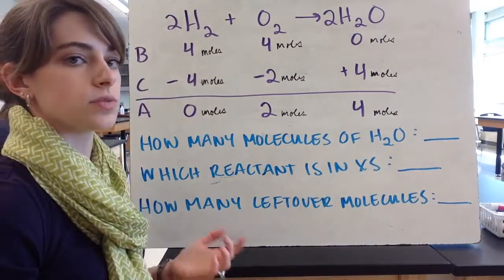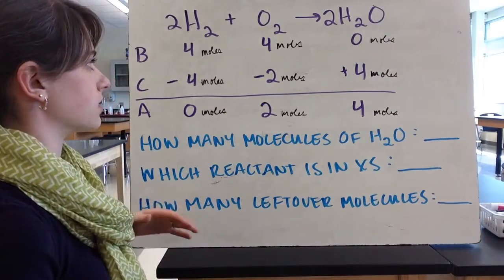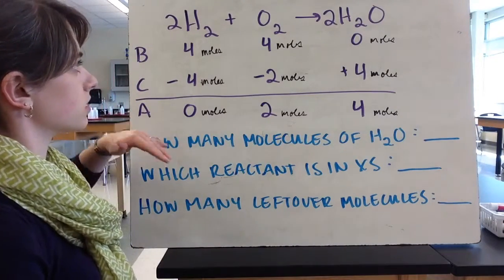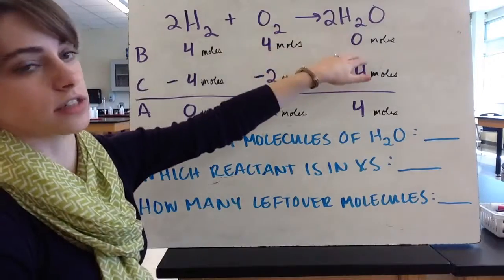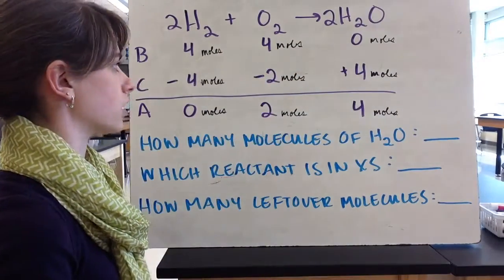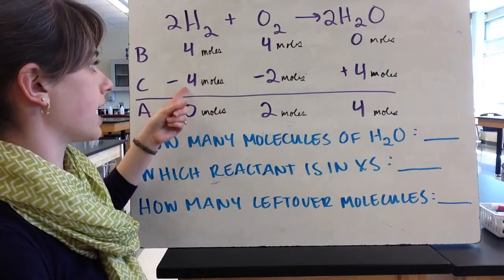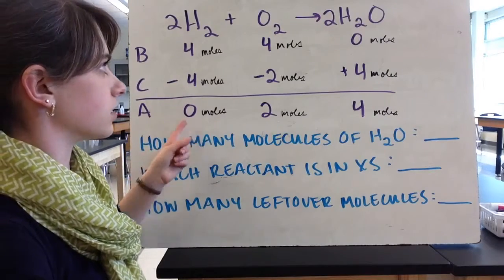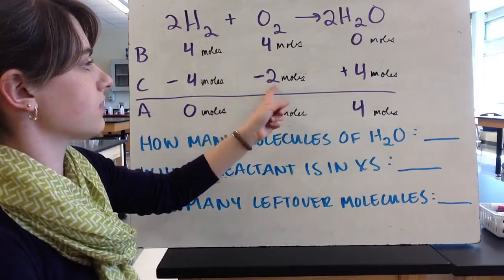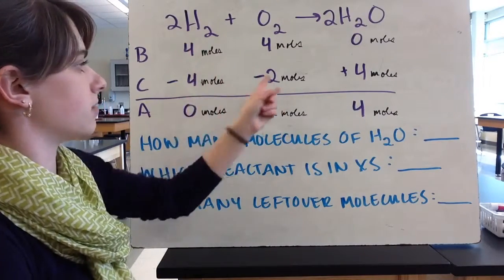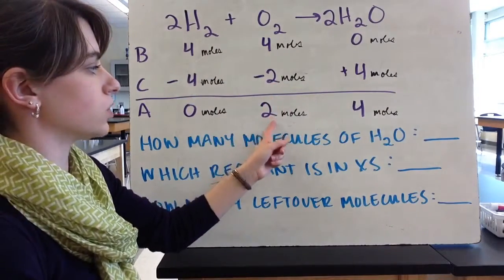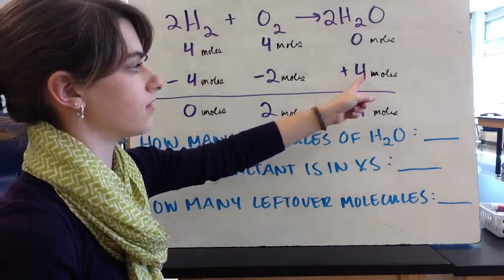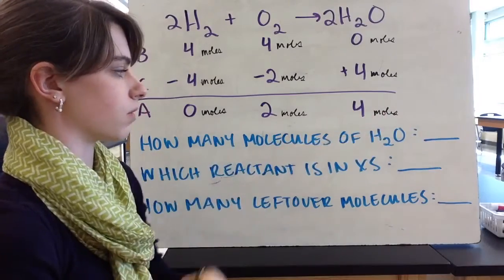and we look at our numbers, we'll probably see that we have some things in common with our particle diagrams. So we had 4 and 4 and 0 to start with. We don't start with any water. We used up all of our hydrogen, so we're left with 0. We used up half the amount of oxygen. 4 divided by 2 is 2. So we have 2 left over, and we made 4 waters, and so we have 4 moles of water here.